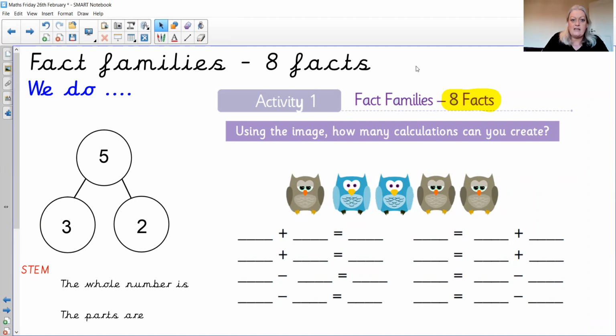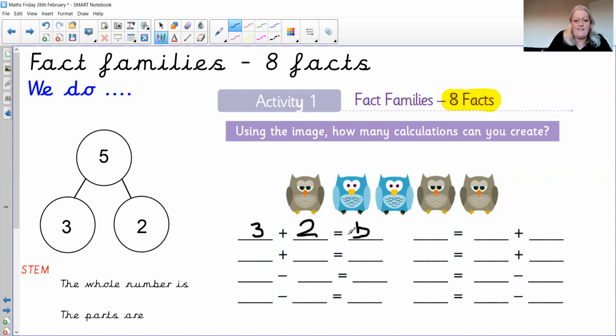You're going to use those to see if you can complete those number sentences. Let's do a couple together. So something, add something equals my whole number. So we know my part add my part is my whole number. So here I could say 3 add 2 equals 5. And we also know in addition, you can swap that round to make 2 add 3 equals 5.